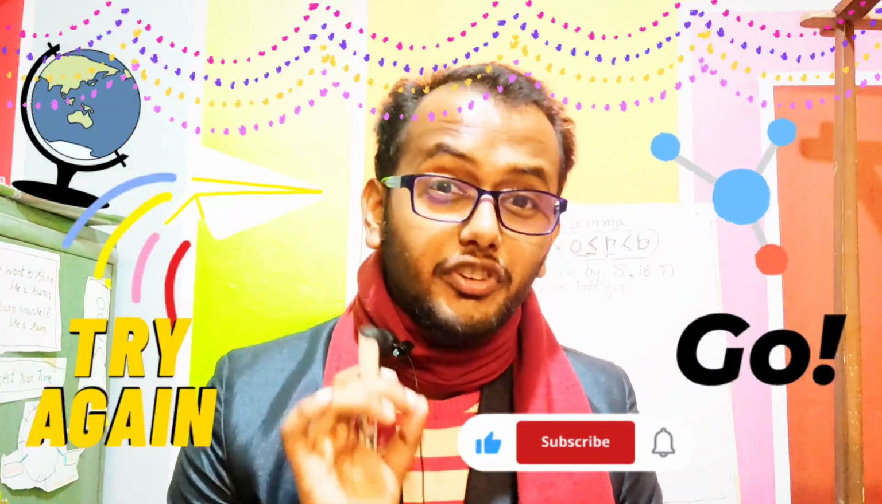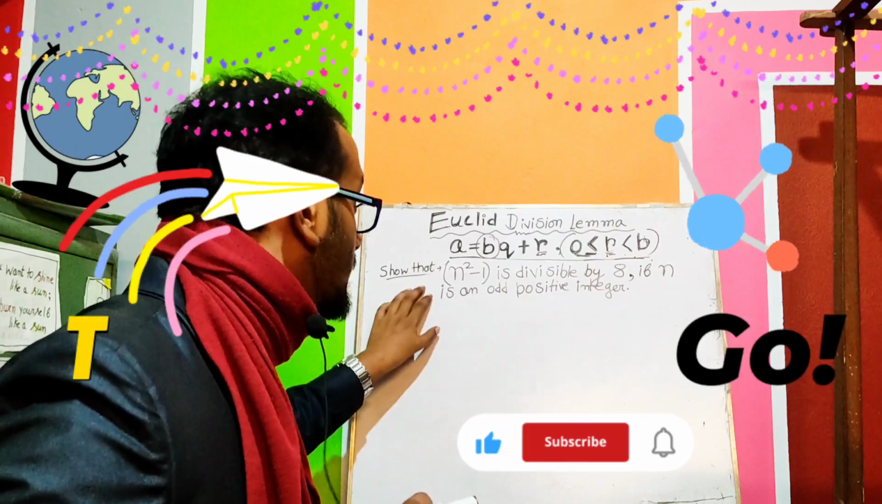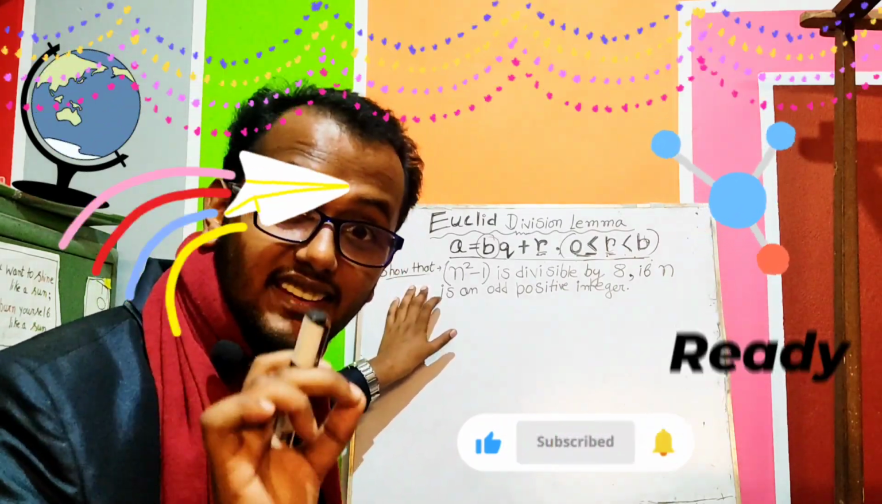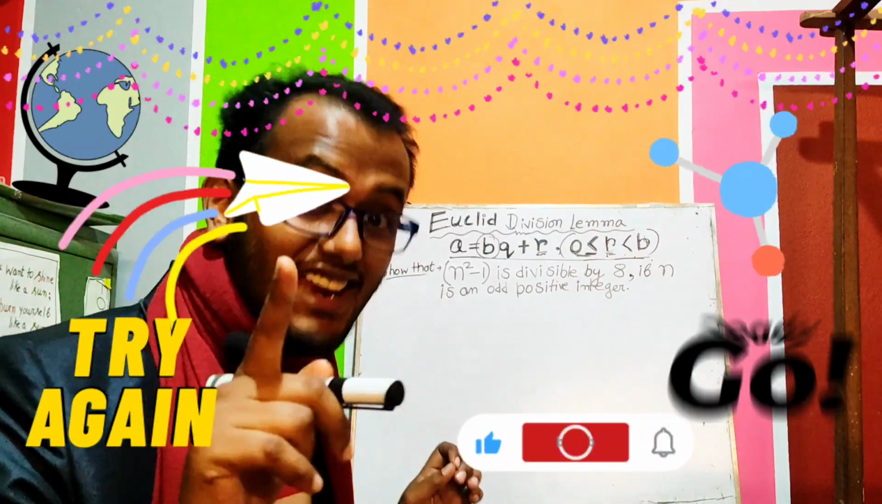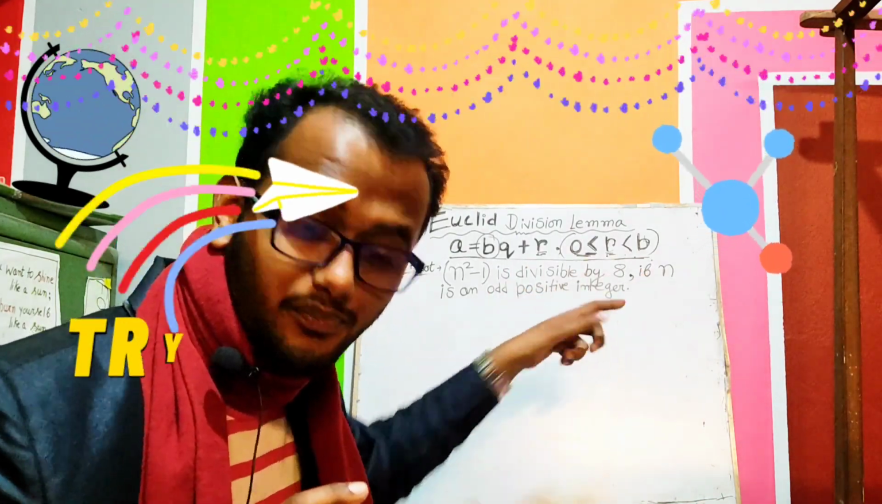So hello everyone, welcome to this new problem on Euclid division lemma. What they have said in this question is: show that n square minus 1 is divisible by 8, if n is an odd positive integer.